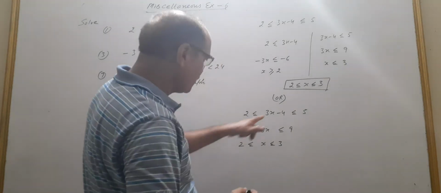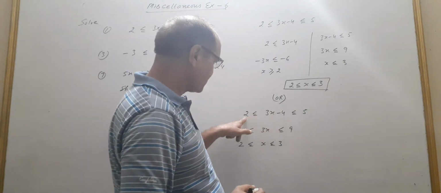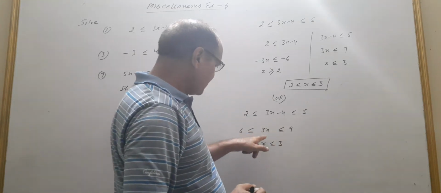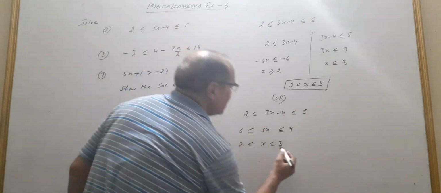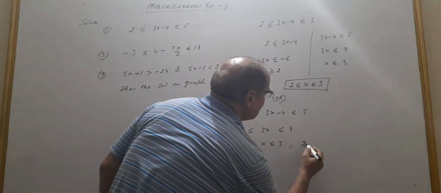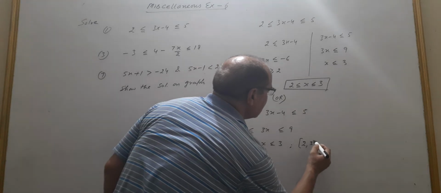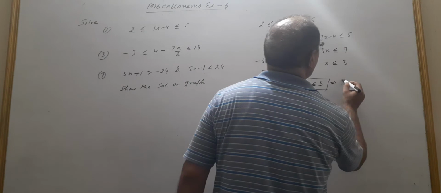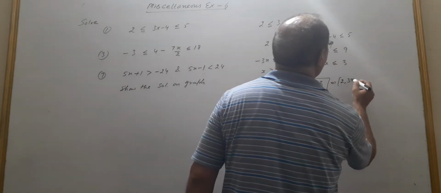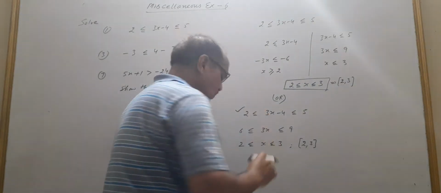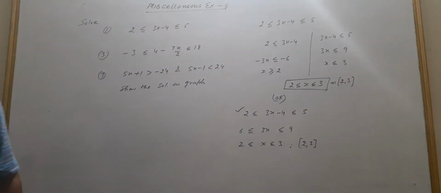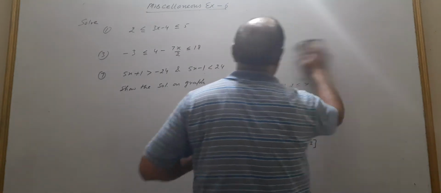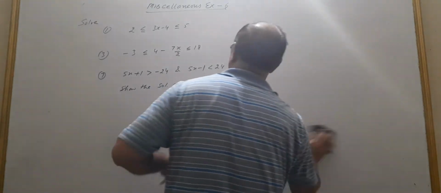So first of all, adding 4: 2 plus 4 is 6, 5 plus 4 is 9, and the minus 4 and plus 4 cancel. Then to make it x, dividing by 3, the result will be written as 2 to 3. So this is the interval form of this, also written as [2, 3]. This is a closed interval. So this is the way to solve the inequality. So you have to see the method of how to solve the inequality.